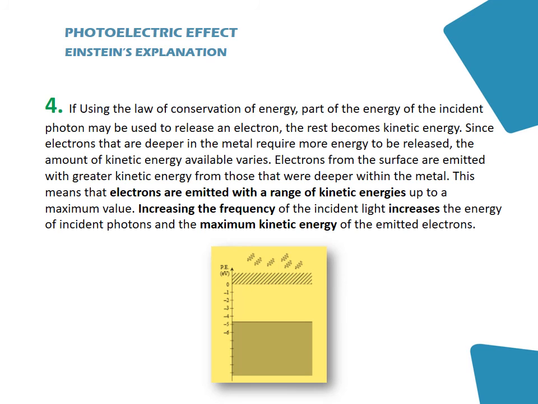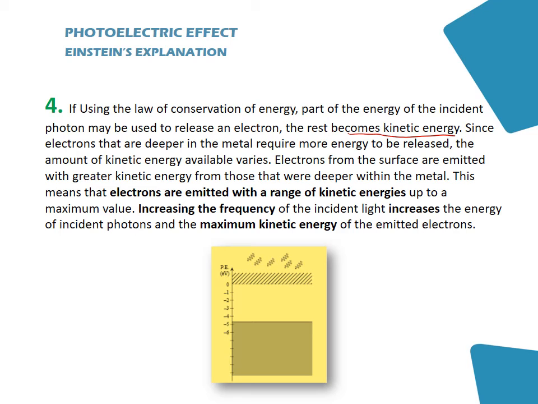More electrons are emitted with more intense light because essentially there are more photons and more opportunity for them to be absorbed. His explanation of the last observation was around the conservation of energy. Using the law of conservation of energy, part of the energy of the incident photon is used up in releasing the electron from those electrostatic forces of attraction that hold each electron to its nucleus. Anything that's left over becomes kinetic energy of the electron after it's released. Since electrons that are deeper in the metal require more energy to be released, the amount of kinetic energy available afterwards actually varies. Electrons from the surface are emitted with greater kinetic energy than those that were deeper within the metal.